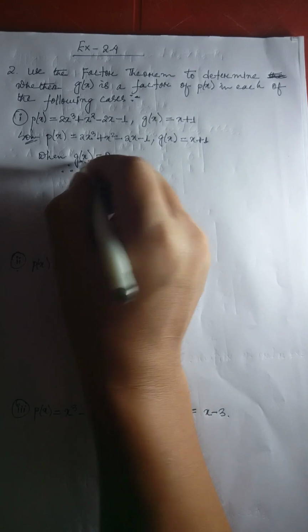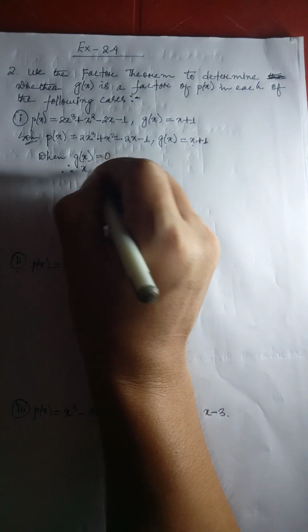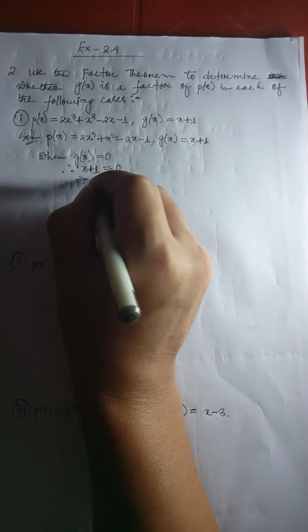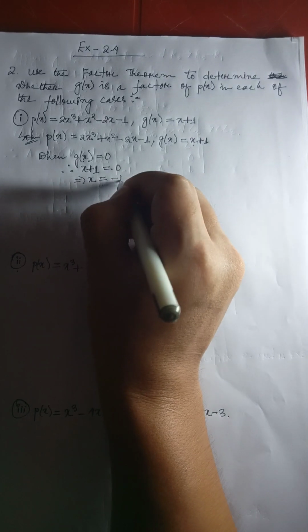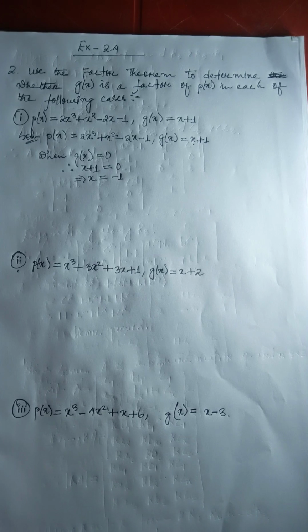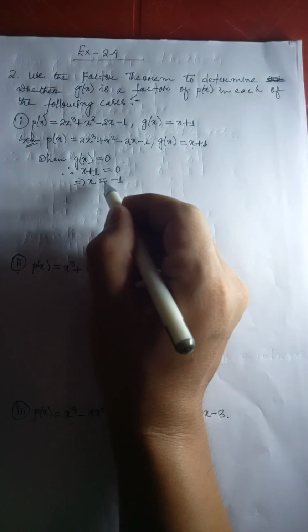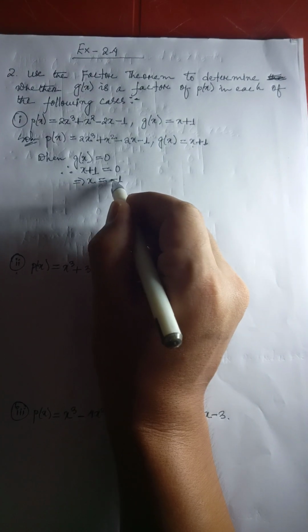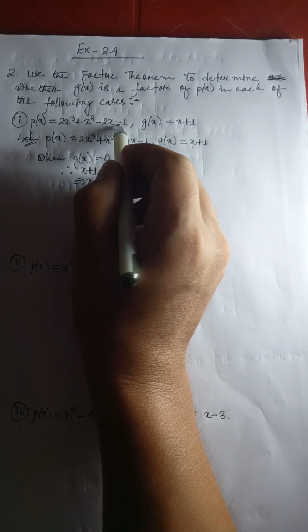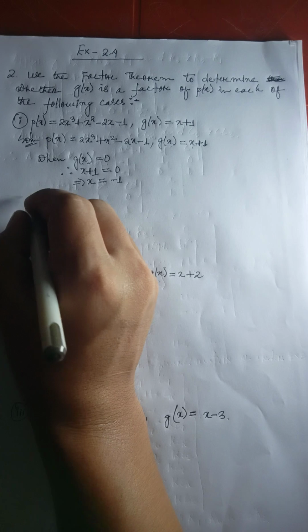Whatever value of g(x) we have here, it is x plus 1. Now put that value here. It will be x plus 1 equal to 0. If you move this plus 1 to the other side, it will become minus 1. Now, we have minus 1 as the value of x. You are about to put x is equal to minus 1 in each of these x. And after that, if you get 0, then we will call g(x) a factor of p(x).